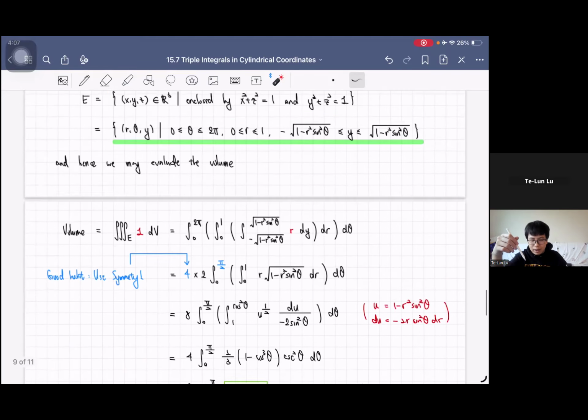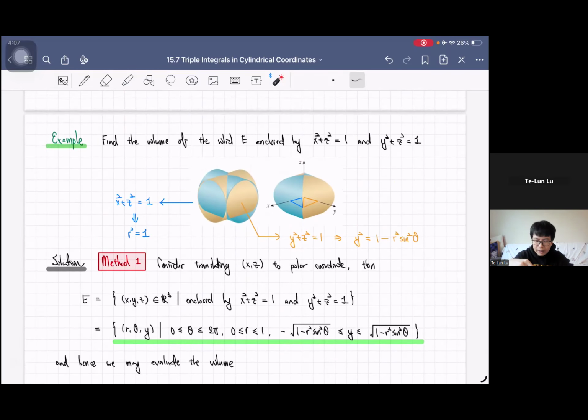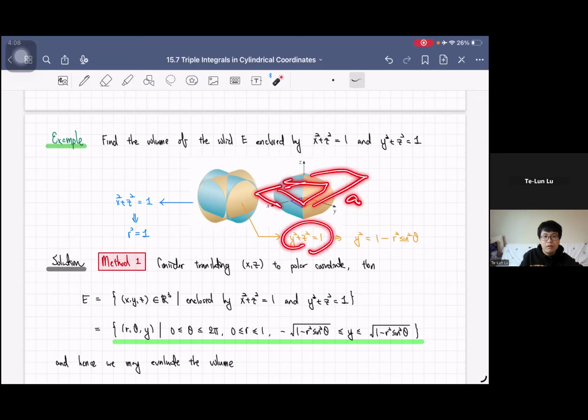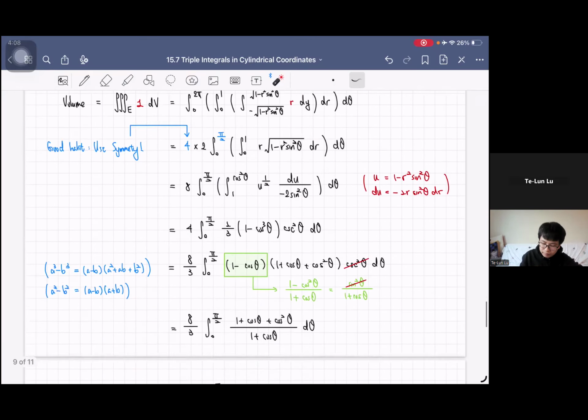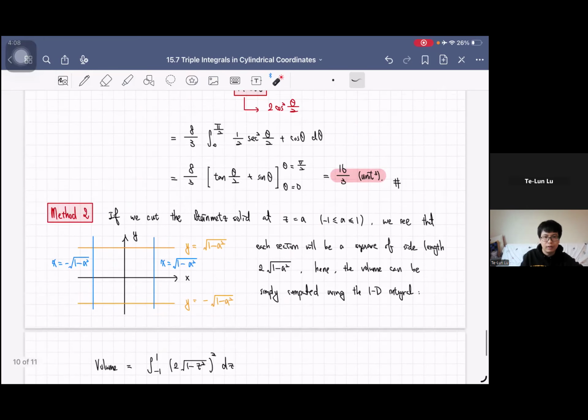So in this case, it is tempting to cut the solid at the level of some z, because you can see that if we slice z, say at the point a, then this thing, the yellow curve, will reduce to y equals plus or minus the square root of 1 minus a squared, right? That is this line and this line. And this also reduces to x equals plus or minus the square root of 1 minus a squared. So it's actually a square in each slice, in each section.